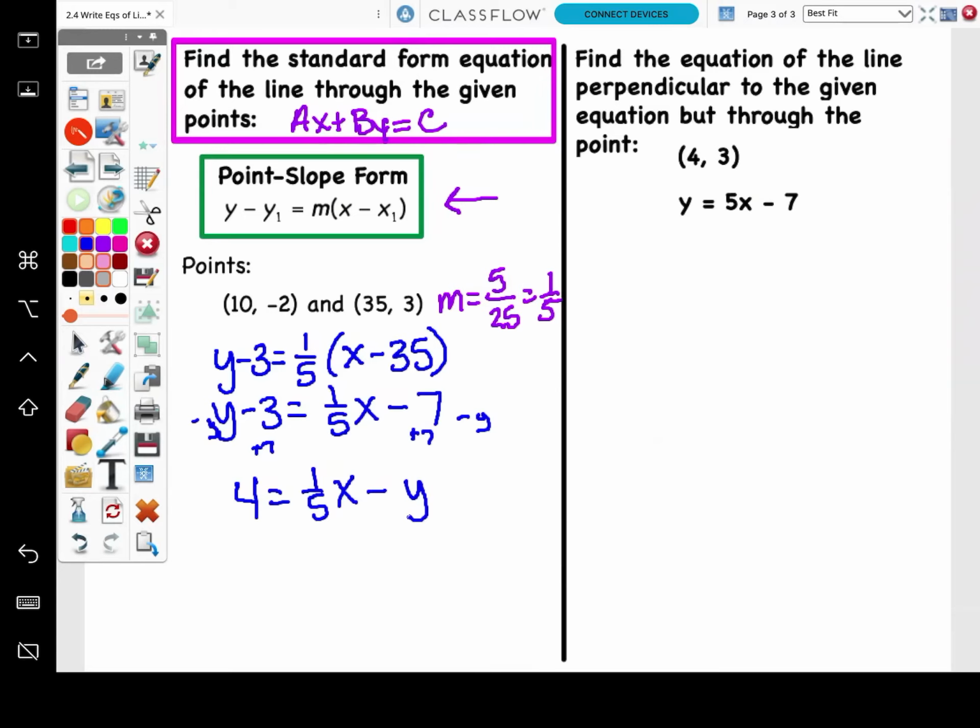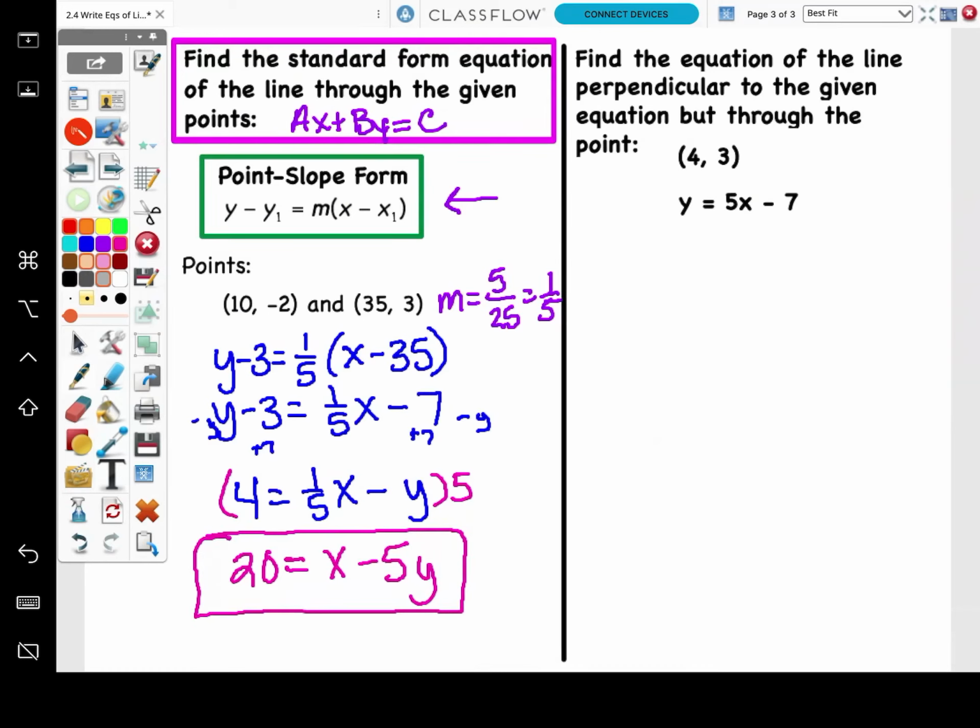And then the last thing, usually a and b and maybe c, a and b for sure, are usually integers, not necessarily rational numbers. So I might just multiply by 5 everywhere here to make this a standard form equation. So 20 equals 5 times 1/5 x, which is just x, minus 5y. And there's our standard form equation, ax plus by equals c.